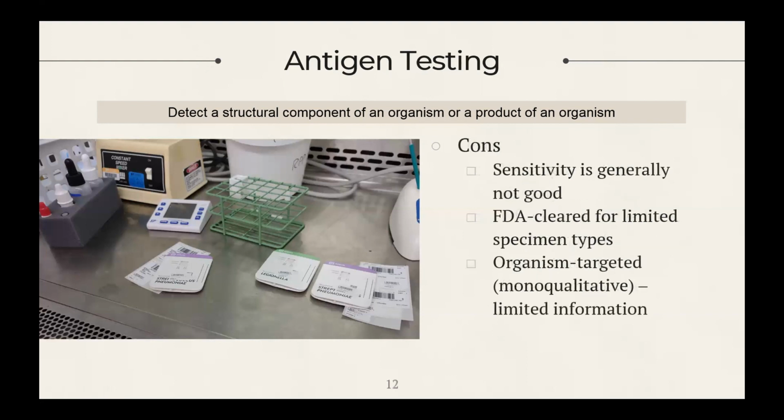But there are cons. Sensitivity is generally not very good. You need to have a well-collected specimen. That's going to be important because sensitivity will not be good. And even when you do have that well-collected specimen, there's going to be a high false negative rate with these for the most part. They are FDA cleared for limited specimen types. I can do microscopy on any specimen that I want. I can do culture on any specimen that I want. I can't do these on any specimen. I can only do these on specimens that the FDA has cleared.